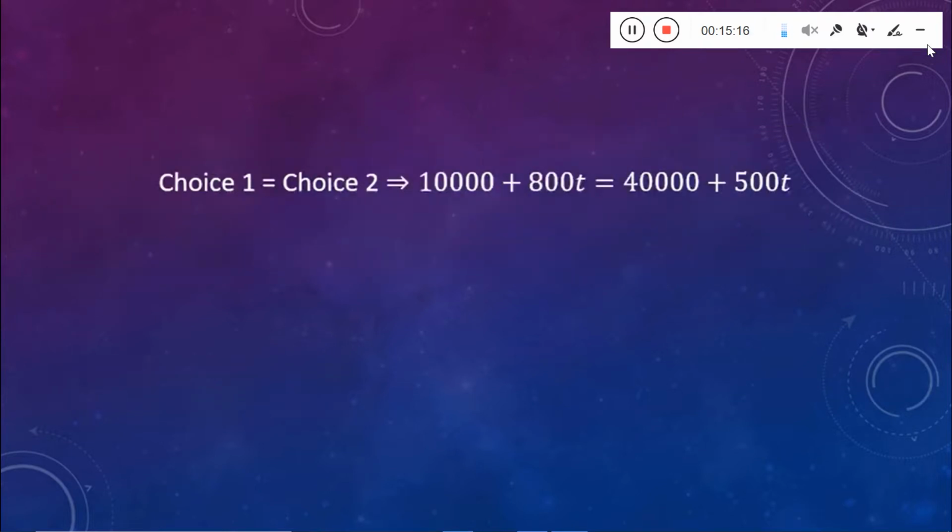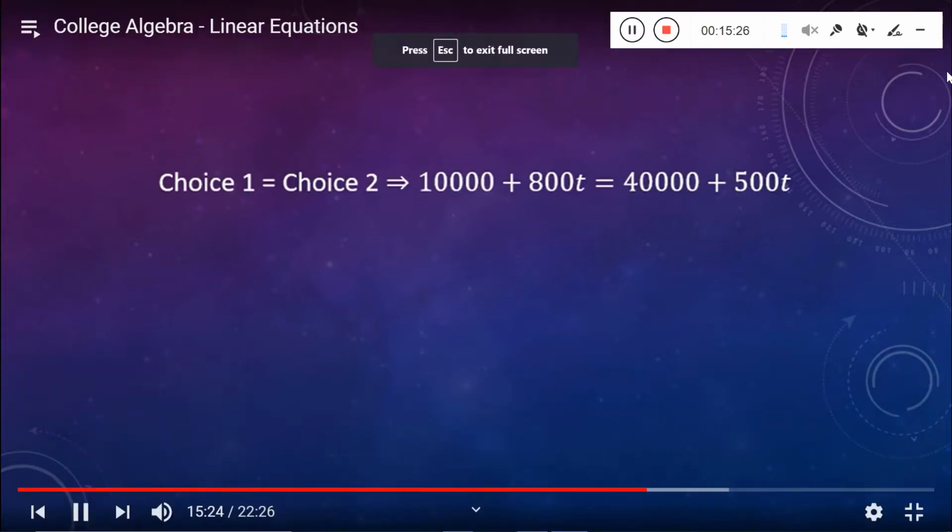We wanted to know when what we would be paying under these choices would be the same. So we're going to take these two linear equations and we're going to set them equal to each other.